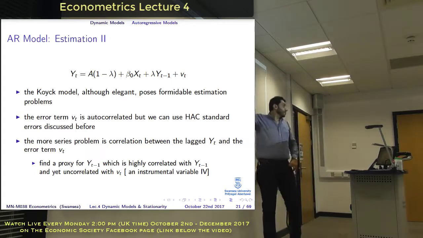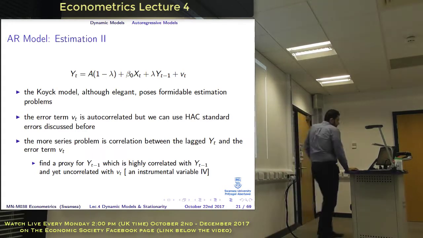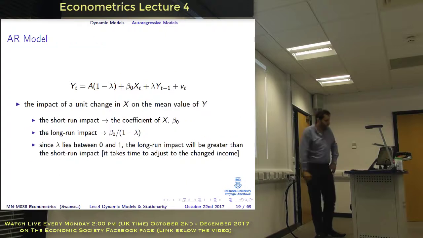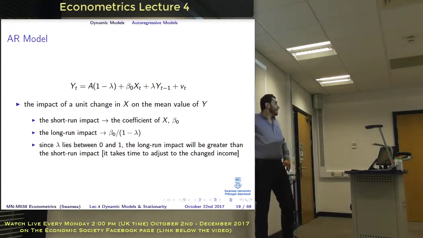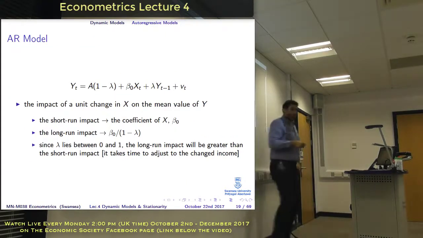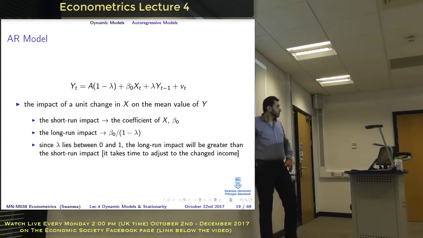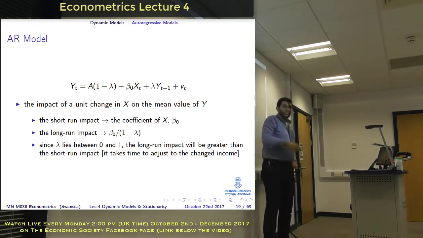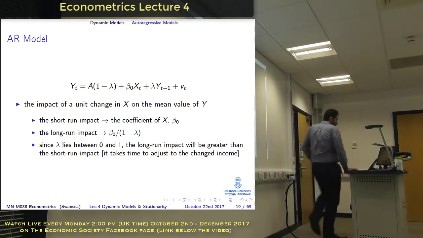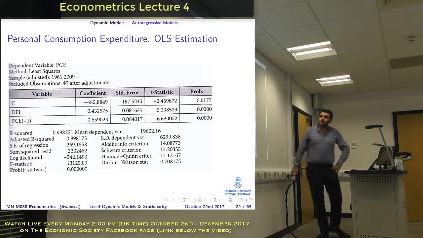This is beta 0. So what is beta 0 in this autoregressive model? We explained that before. This is the short-run impact. Okay? So what is the long-run impact? How can we obtain it? It's beta 0, that coefficient, divided by 1 minus lambda. So what is lambda here? It is the coefficient of the lagged dependent variable. Okay? So let's go back to this estimation and look at these.